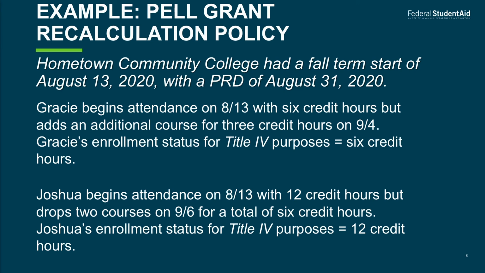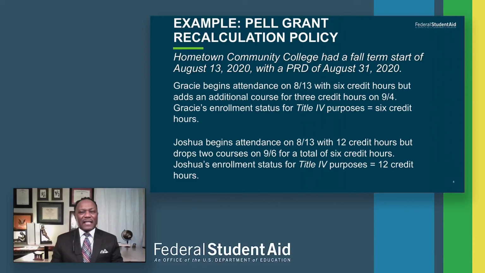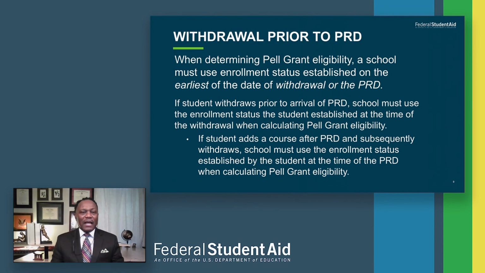And there's another student on the slide, Joshua. He begins attendance as a full-time student, but drops 2 courses for a total of 6 credit hours on September the 6th. Because Joshua dropped the courses after the PRD of August the 31st, he still receives full-time status for Pell.